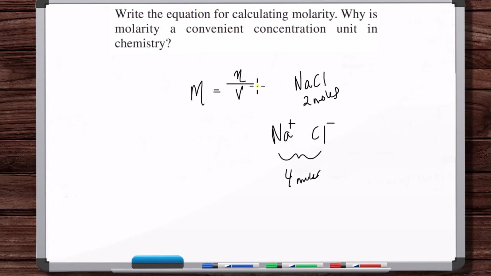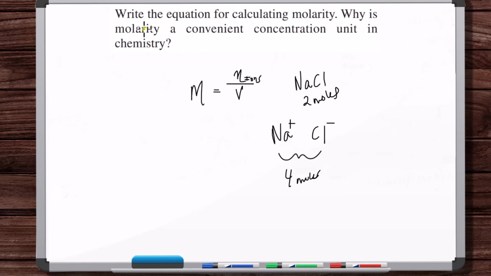It's really what it comes down to: for the moles here, you could put a subscript. If you say NaCl, then how many of these NaCl units were dissolved? It doesn't matter if they break up, whatever they do in the solution doesn't matter. How many of these were dissolved per volume in liters of the solution? Or you could say it like that, or just how many moles of ions?